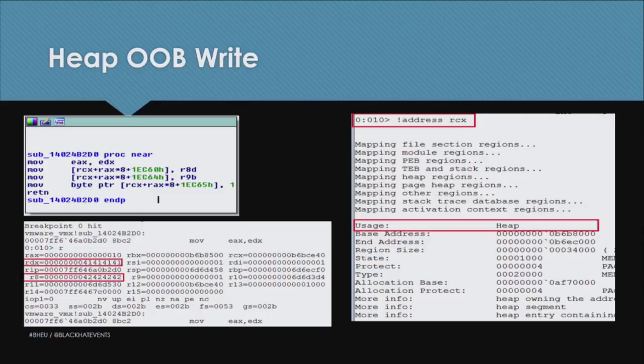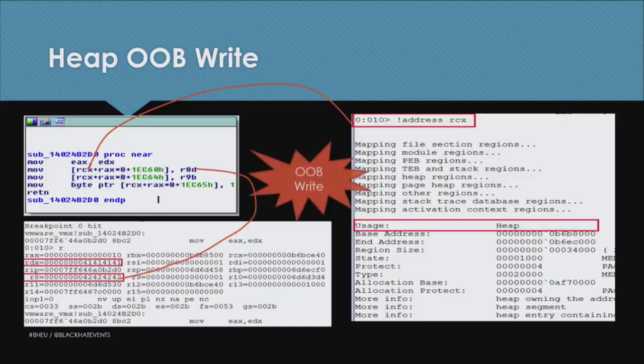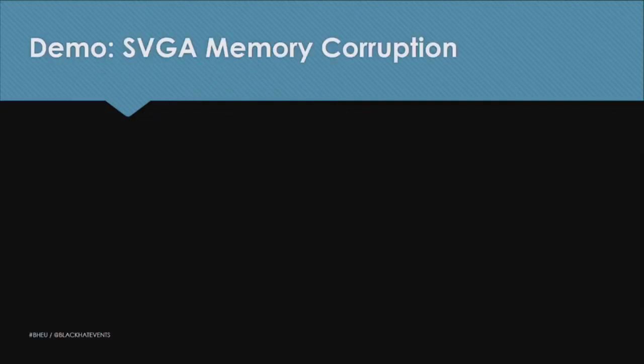This is a live debugging screenshot. What you can see here is that the destination is RCX, which is the destination heap buffer. It is pointing to heap. And this R8 is directly coming from the guest operating system. As you can see, it is set to 4242. So using this bug, we can trigger an arbitrary overwrite, and we can write some data into this heap buffer. Now I'm going to show a quick demo.